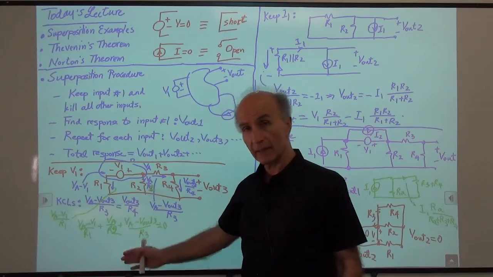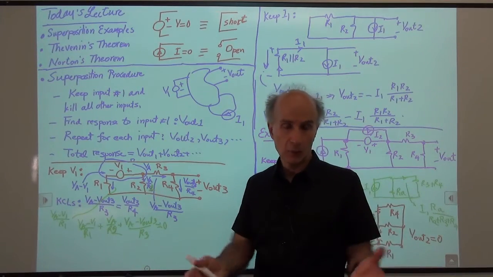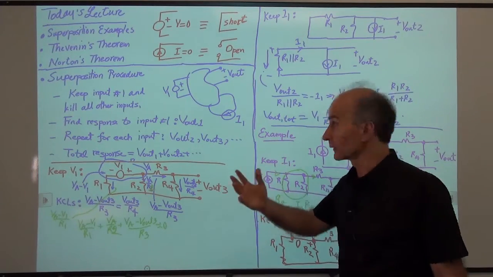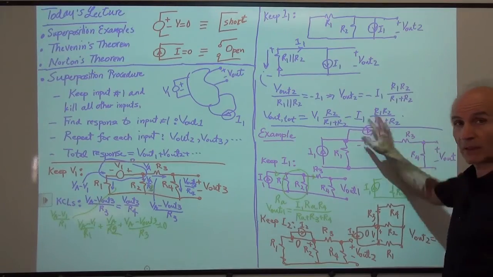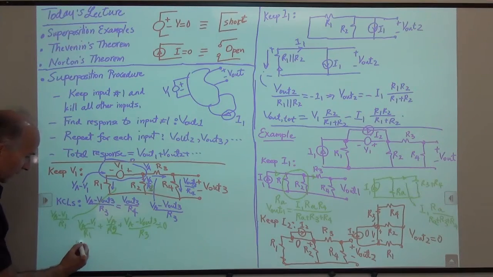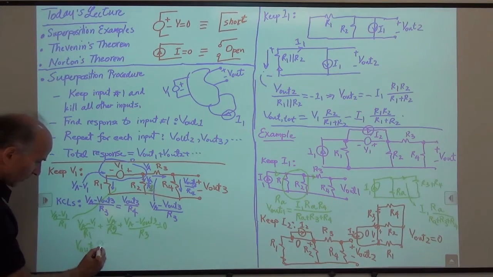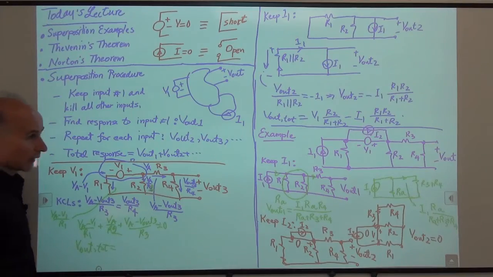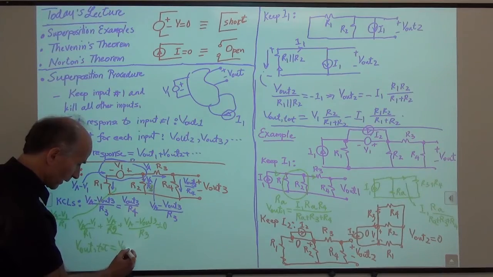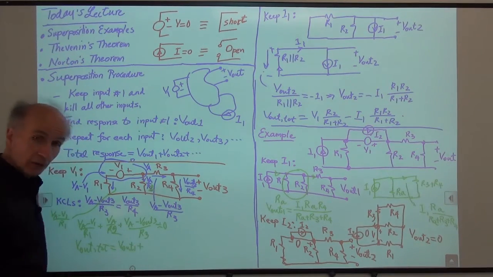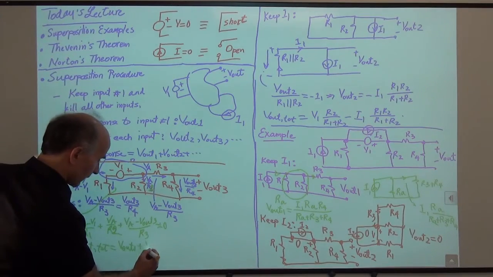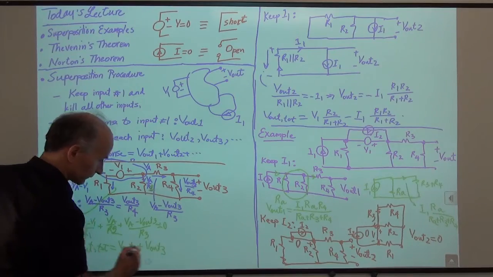So now we have 2 KCLs and 2 unknowns, V out 3 and VA. We can find both of them. We can find V out 3. And the final total voltage that we have here, resulting from all these 3 sources, would be the sum of those 3. So we say V out total is equal to V out 1, which we found to be this. So that's V out 1 plus V out 2, which was 0. We saw that here. And then plus V out 3, which we get by this analysis.